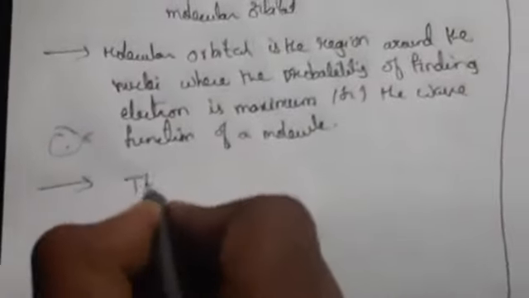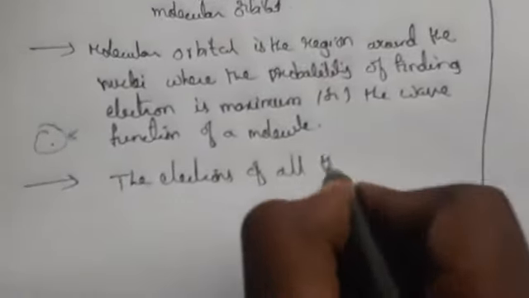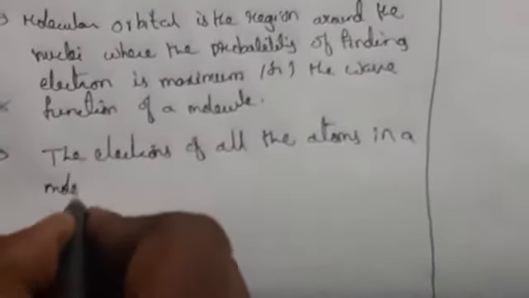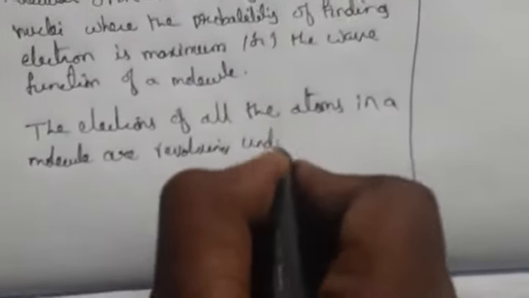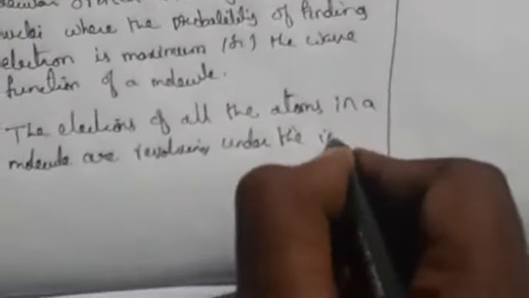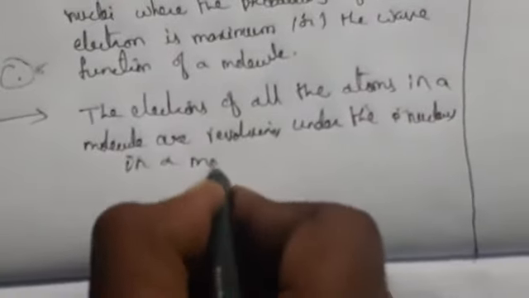So they revolve around the nucleus in the molecule. So what we can say here is that the electrons of all the atoms in a molecule are revolving around the nucleus in a molecule.